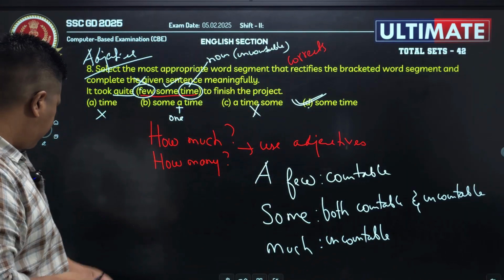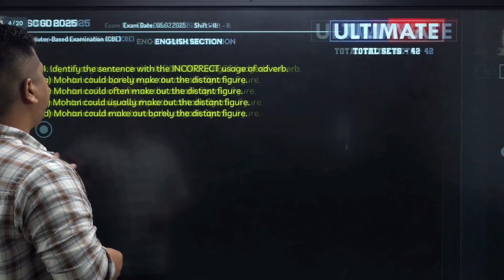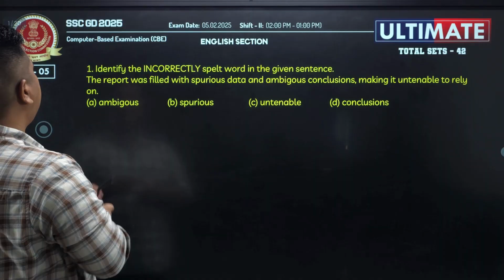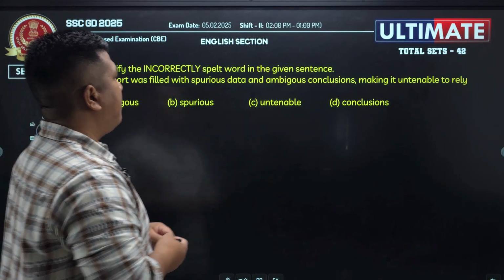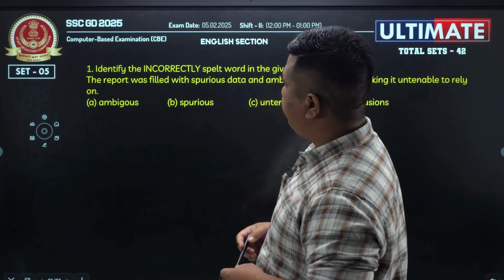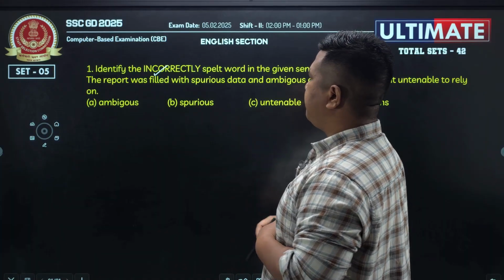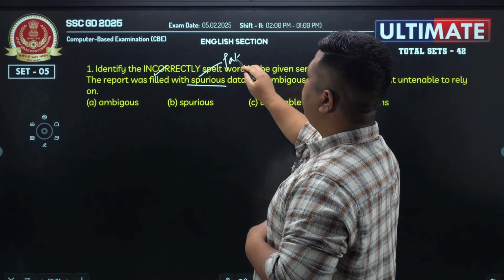Okay, so this concludes our grammar section. So let us come back to the vocab from one by one. Question 1. Identify the incorrectly spelled word, wrong spelling. Let's see. The report was filled with spurious data. Spurious, something which is not supposed to be there. Fake.